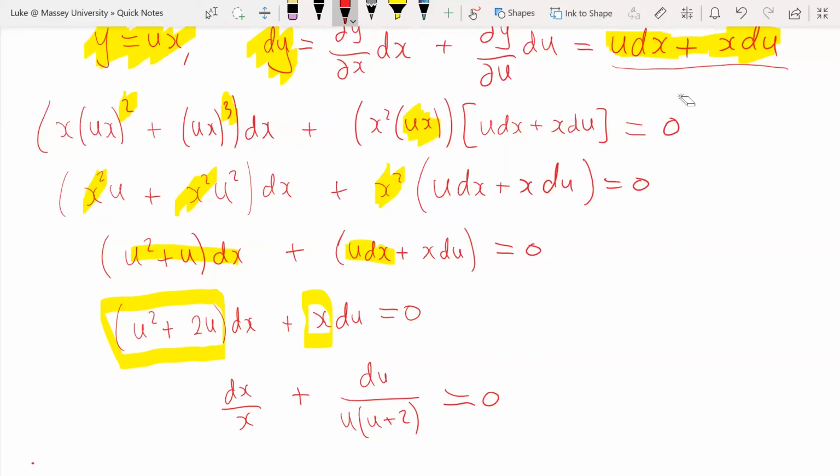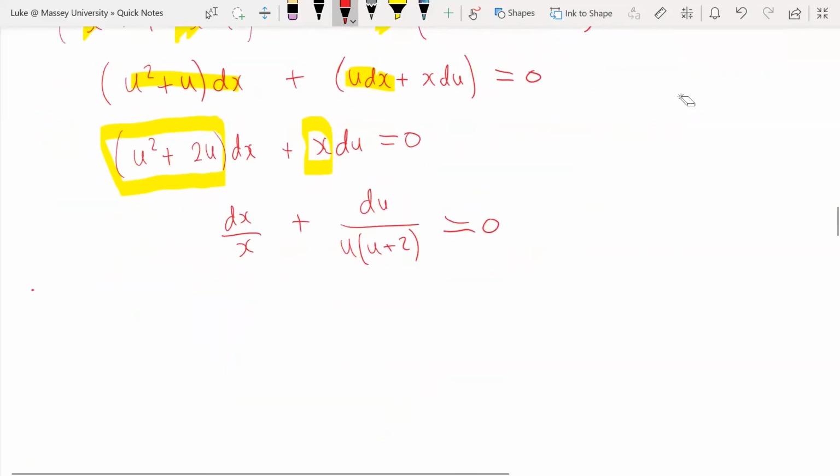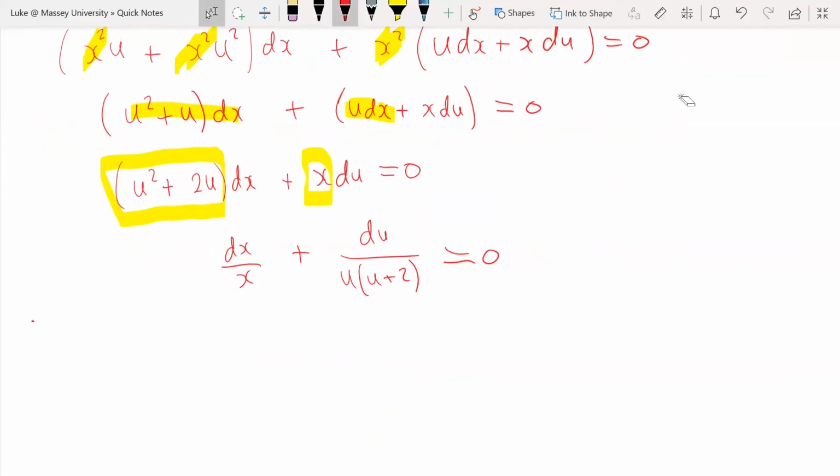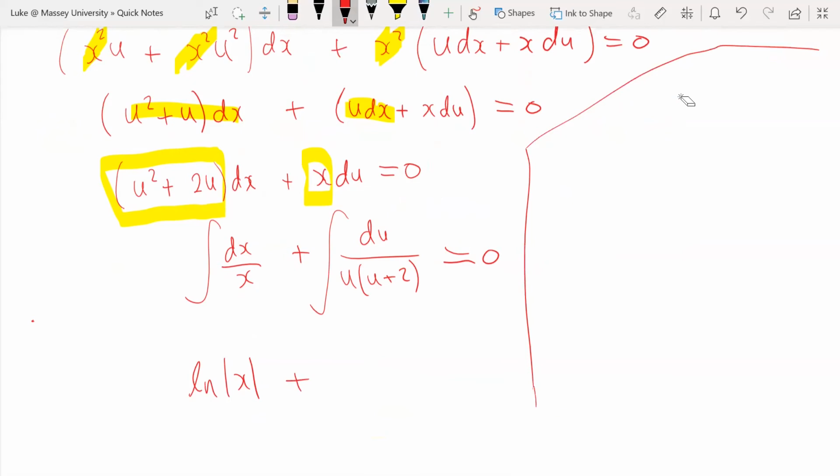So u squared plus 2u I'm going to write as u times (u plus 2). And then I can integrate each term in that equation, and I should be able to find a solution in terms of u. Okay, well, the first integral, of course, is just a log of x. The second integral is a little bit trickier, so here we have to use the idea of partial fraction decomposition.